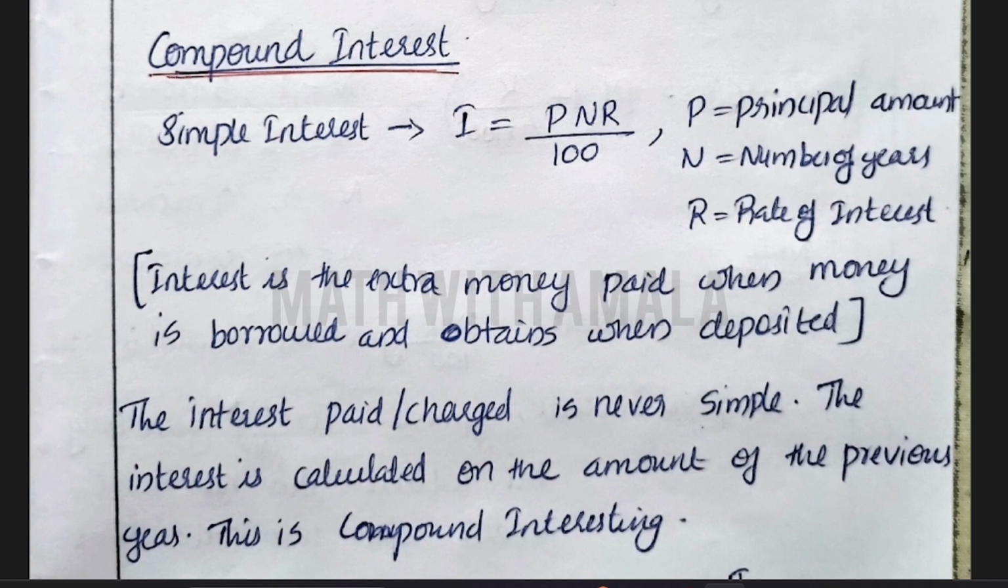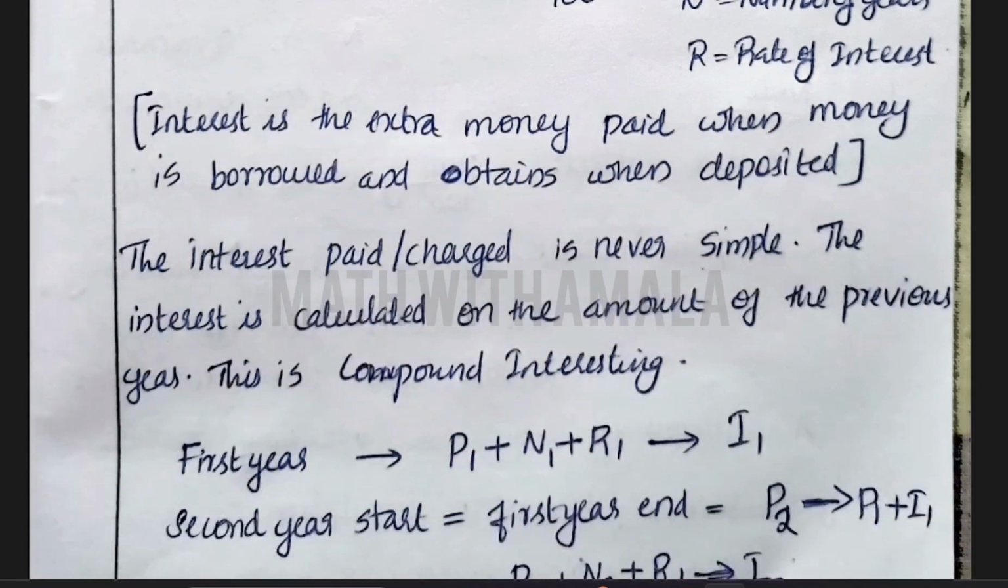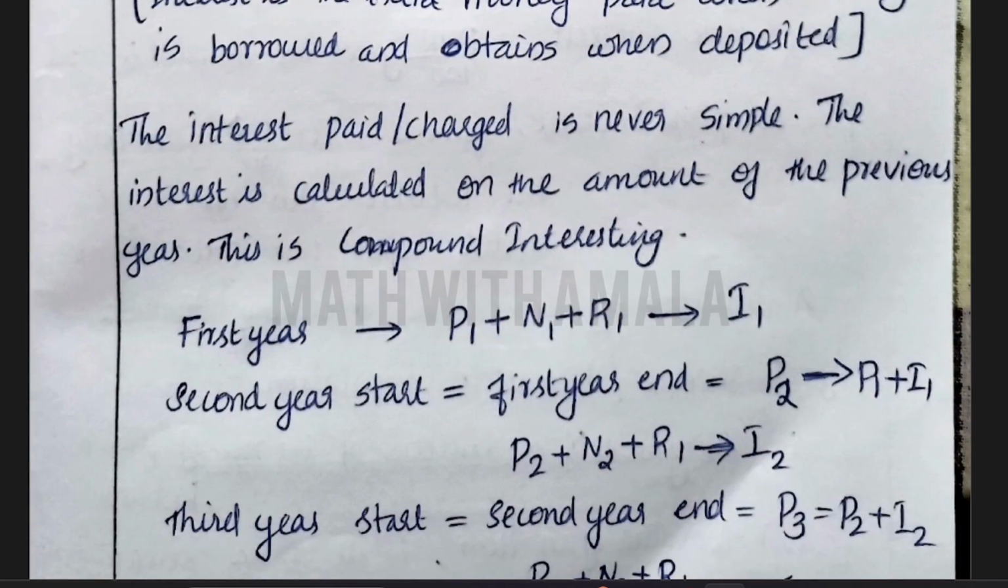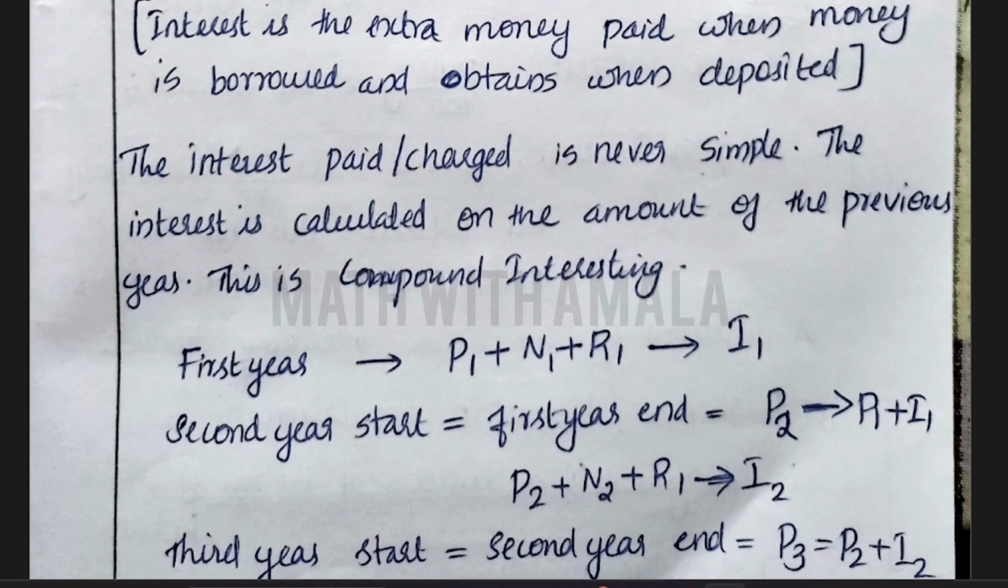We have already discussed simple interest, whose equation is I equals P N R by 100, where P is the principal amount, N is the number of years, and R is the rate of interest. Interest is the extra money paid when money is borrowed and obtained when deposited. The interest paid or charged is never simple. The interest is calculated on the amount of the previous year.